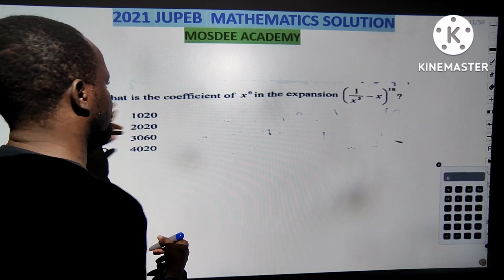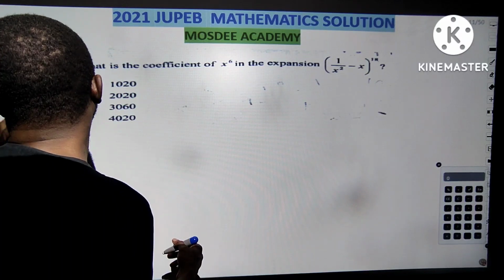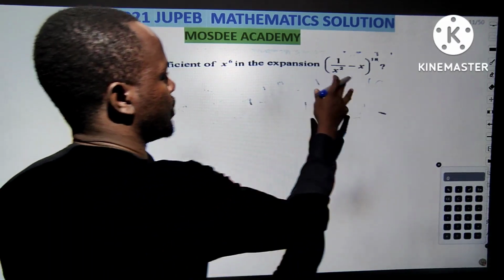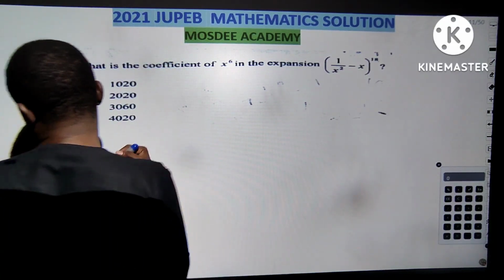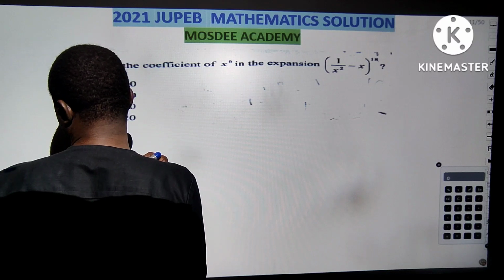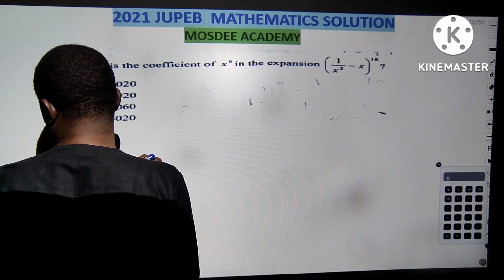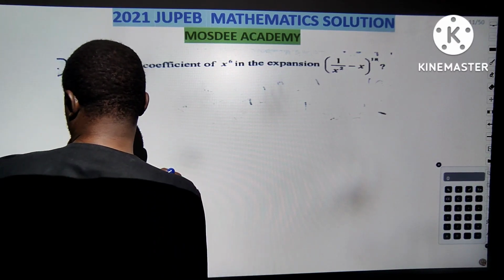The next question here is a question of finding coefficient. Wow. So the question says we have to find the coefficient of 1 over x squared minus x to the power of 18. We're looking for the coefficient of x to the power of 6. Binomial expansion. So let's use our knowledge of combinatorics and solve this one.